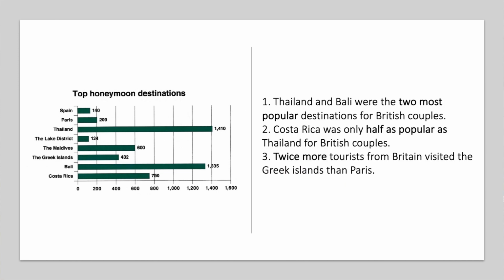Here's some possible ways to compare the information in the chart. So, I'll give you 3 examples. Thailand and Bali were the 2 most popular destinations for British couples. Costa Rica was only half as popular as Thailand for British couples. And twice as many tourists from Britain visited the Greek islands than Paris. Of course, your examples may differ from mine, so this is just to give you an idea.